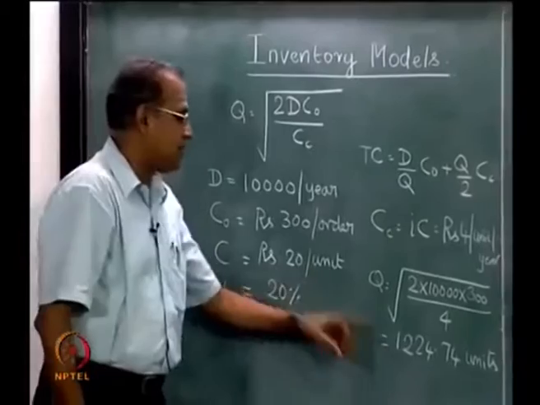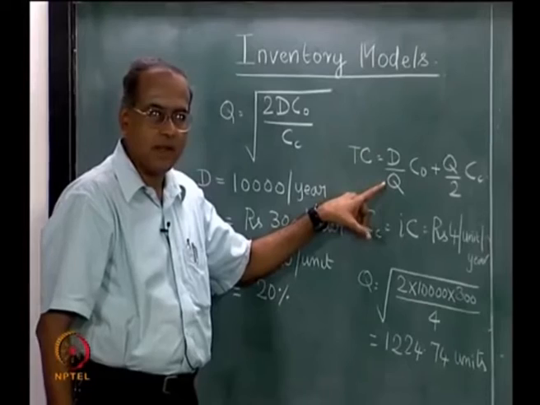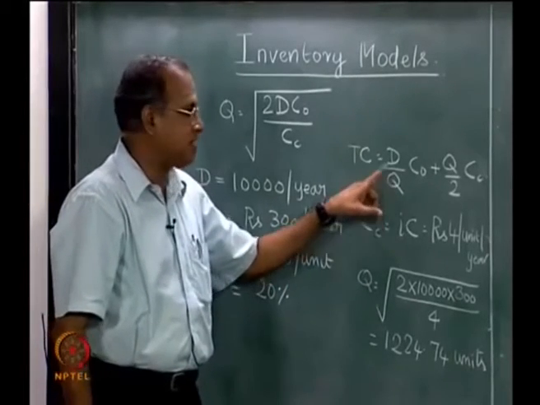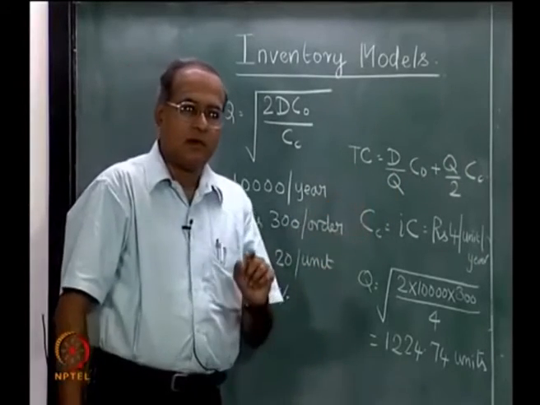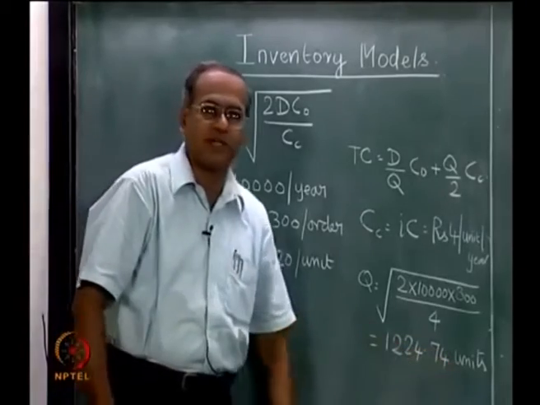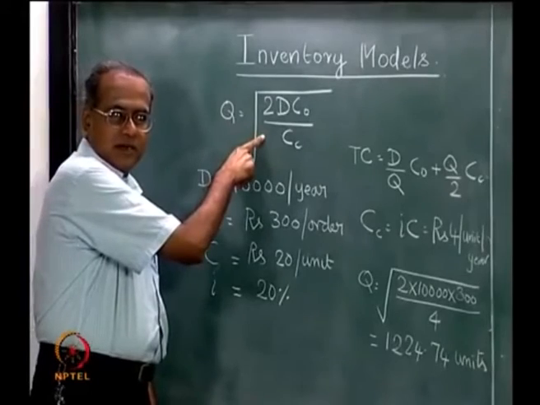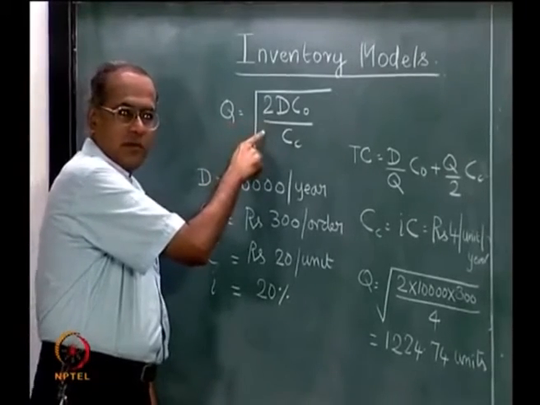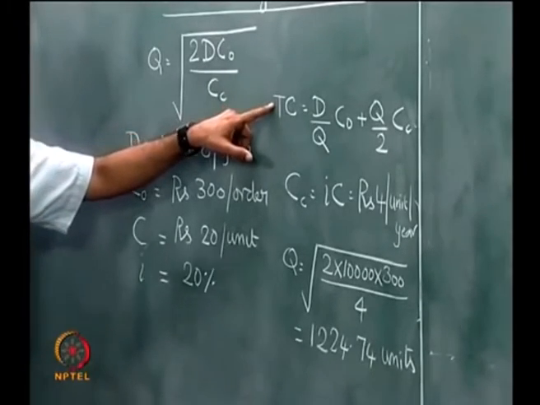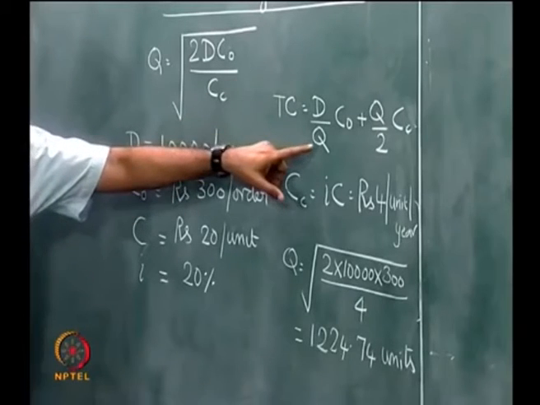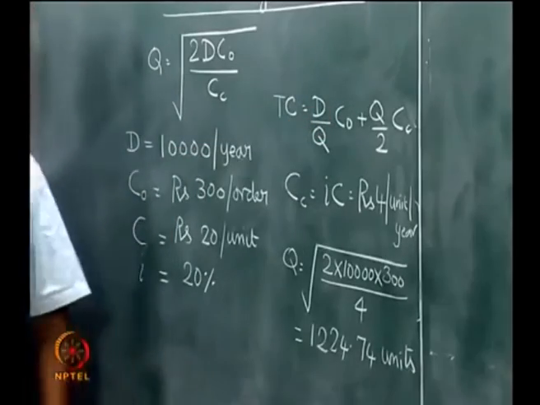Now, let us also try and find out the cost associated with this. We need to substitute Q equal to 1224.74, in addition to D, C naught and Cc, to get this total cost. Instead of substituting 1224.74, let us substitute the equation for the economic order quantity into this and compute the total cost as a function that does not directly use Q, in terms of D, C naught and Cc.